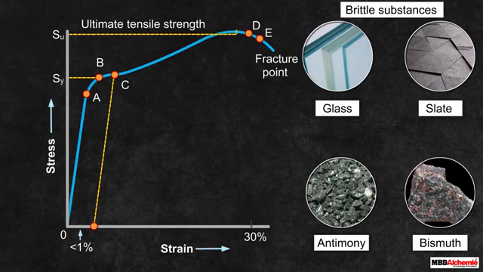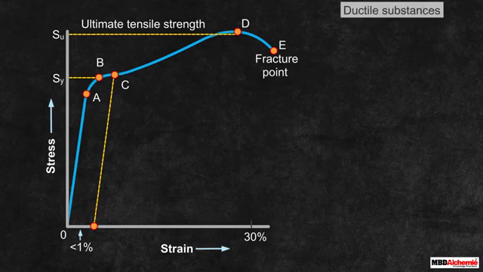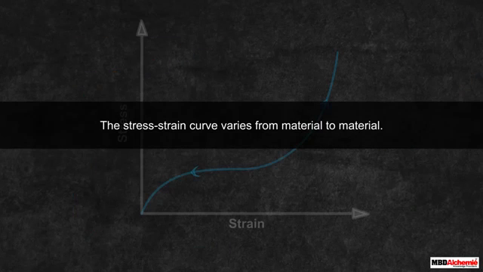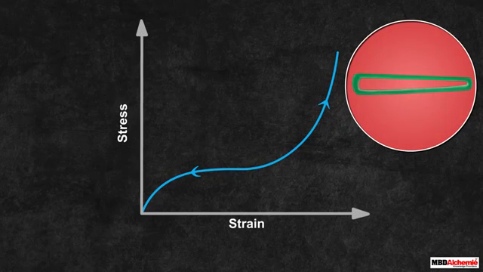If the ultimate strength and fracture points D and E are far apart, the material is said to be ductile. For example, aluminium, copper, and steel. The stress-strain curve varies from material to material. This figure shows the stress-strain curve for the rubber.